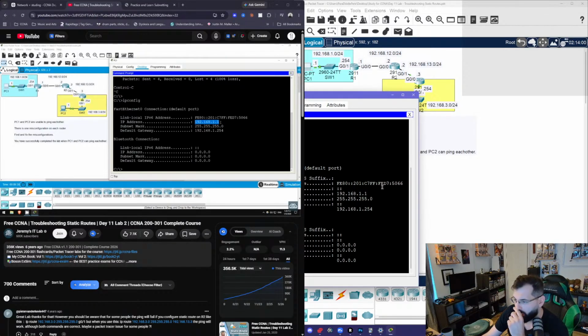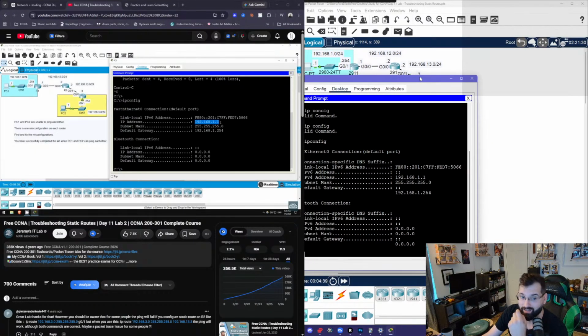Okay, let's double check our address here. Okay, IPv4 address is correct. Our default gateway is correct. So the PC is fine. That means that the problem has to be the routers. The routers are dropping packets. You don't want to drop packets. You drop packets, you're going to have a bad time.